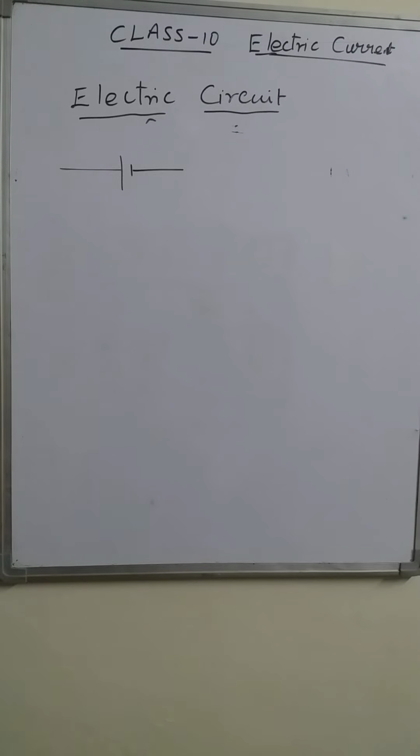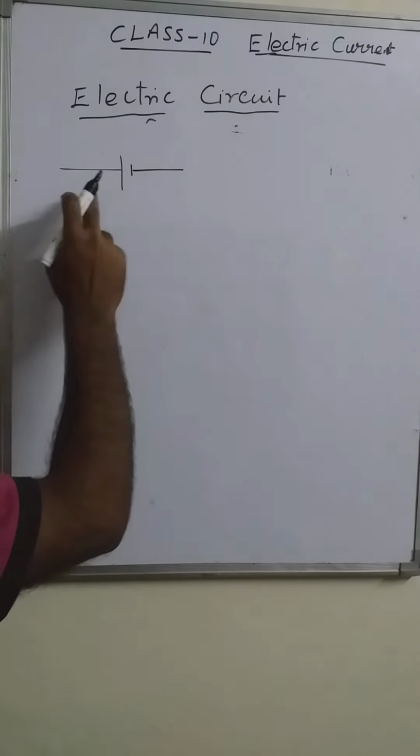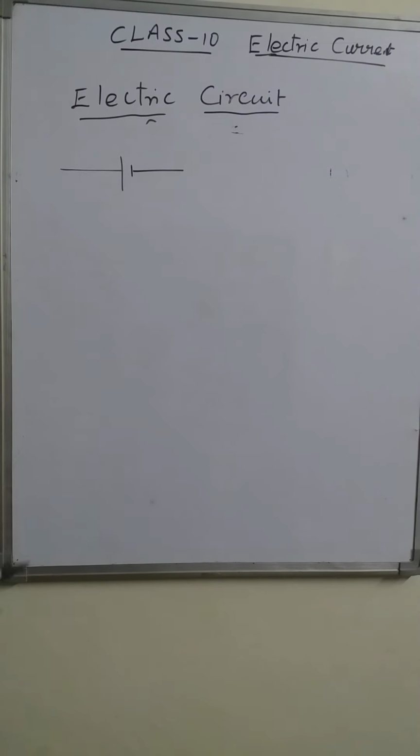An electric cell has two terminals, a longer one and a shorter one. The longer terminal is positive, and the shorter one is negative. This we have already discussed.